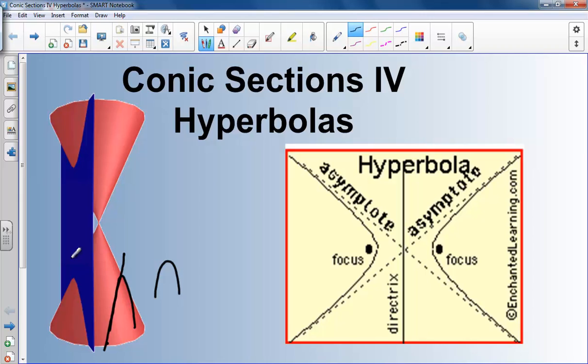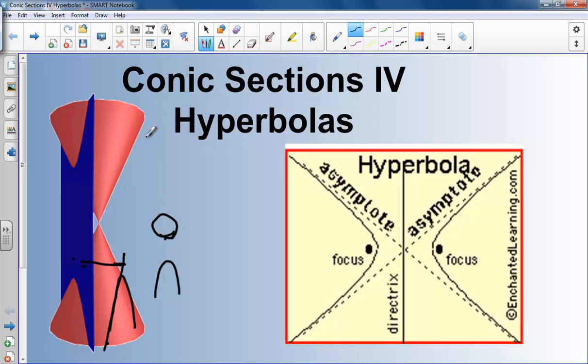If I cut through my cone parallel, that's not parallel, sorry. If I cut through my cone parallel to the base, well then I cut a new base, and we know that the base of a cone is a circle. So if I cut parallel through the cone, I get a circle. That was our second conic section, the circle.